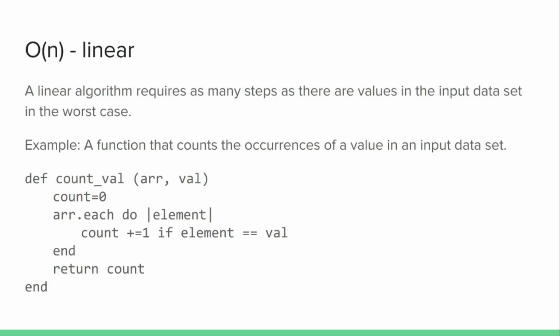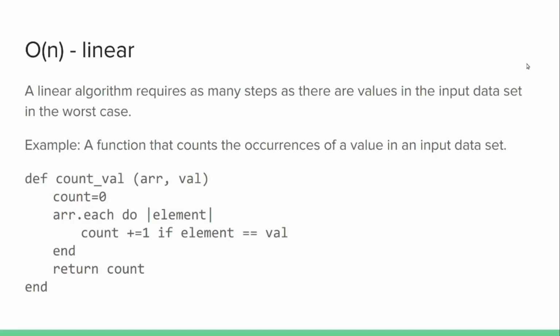An example of that is a counting algorithm. If, for example, we wanted to count the occurrences of a value in a certain collection, we would pass that array into our function along with the value we're searching for. And because we want to count how many times that value occurs in the array, we have to look at every element in the array.